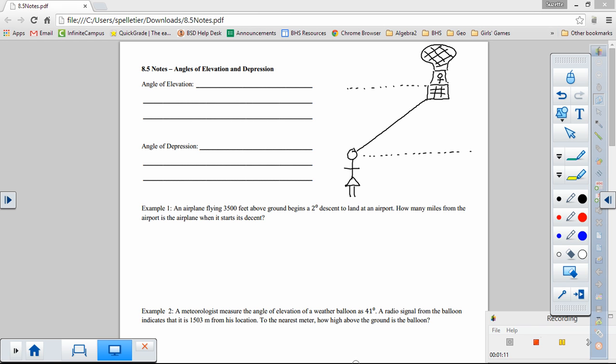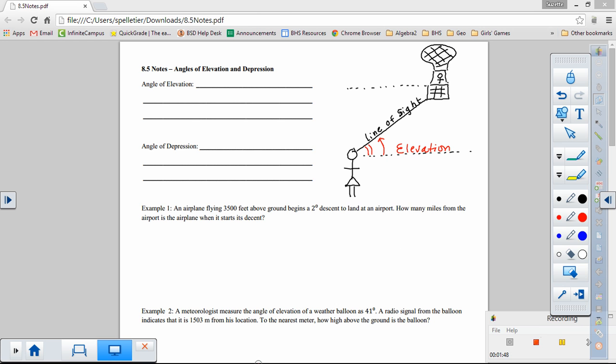And we have this thing we call a line of sight. So it is the line of sight. It's looking up for her, and the line of sight is looking down for him. So that is sort of the line that is formed by looking up or looking down. And so two angles are formed here. We have this first angle in red, and we call that an angle of elevation because it's going up. It's starting at the horizontal, and it's going up. So this is elevation.